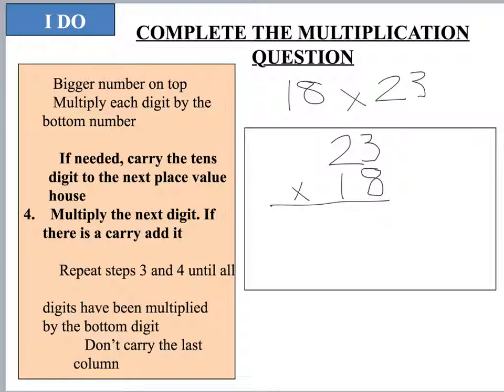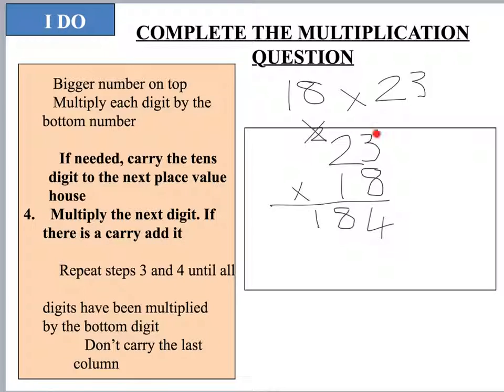3 multiplied by 8 is 24. So I put my 4 down here, and I put my 2 as a carry up there. Now next I'm going to do 2 times 8, multiplying both those numbers by the 8 first. So 2 times 8 is 16, but I have to remember to add my carry. So 16 plus 2 gives me 18. I don't carry anymore, I just write it in. Now because I've used this carry here, I want to make sure I don't use it again. So I'm going to cross it out. That tells me I've finished using it.